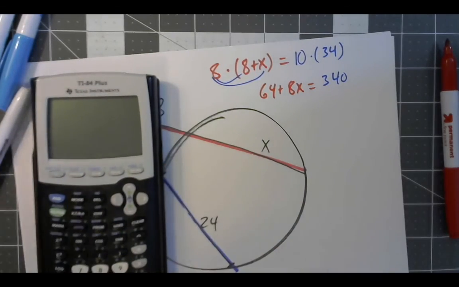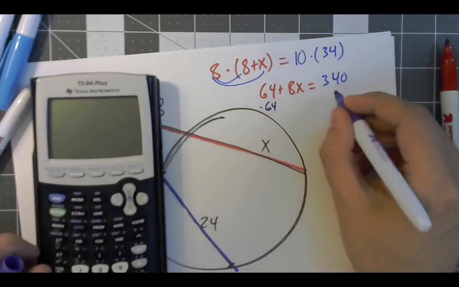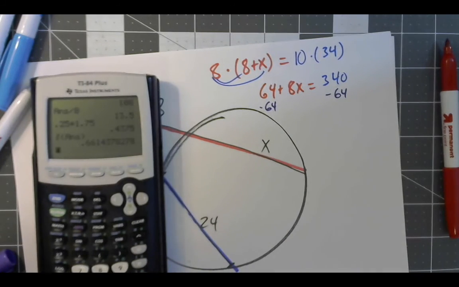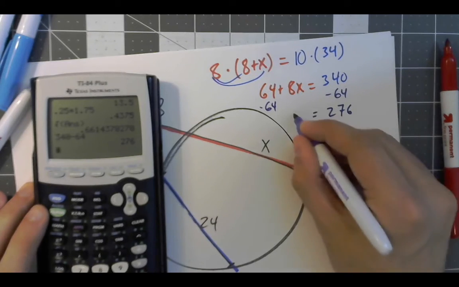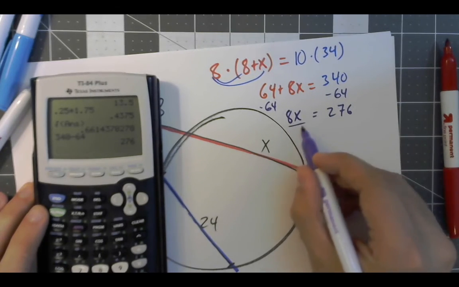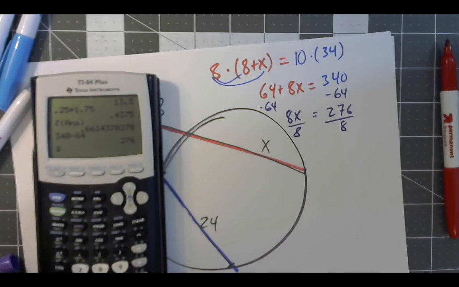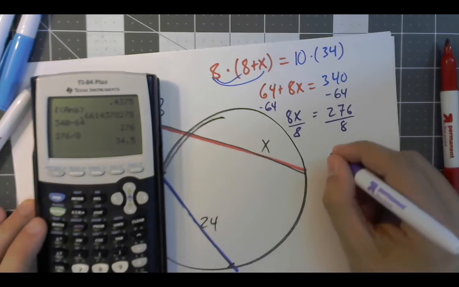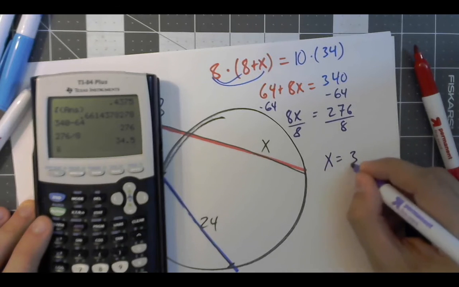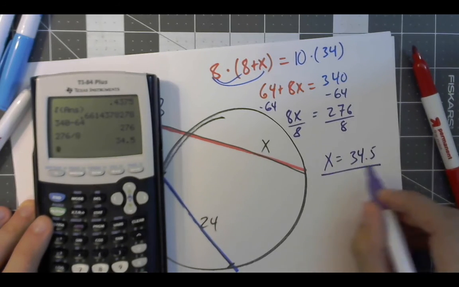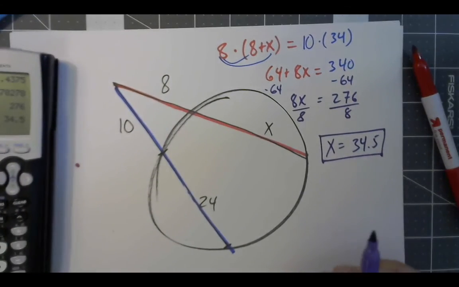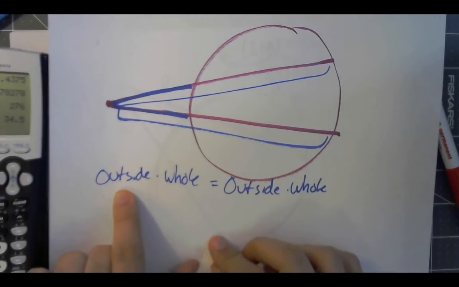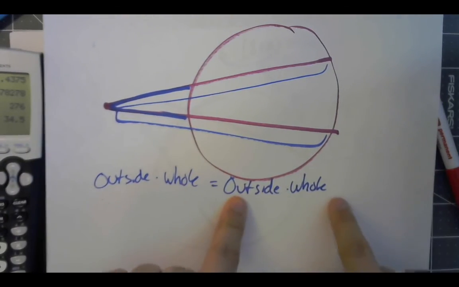Now all I have to do is solve this problem. Minus 64, minus 64. So 340 minus 64, 276 is 8x. Divide by 8. Divided by 8, I get x equaling 34.5. Once again, the main idea about this, the thing that you should make sure you have down on your paper is this. Outside times whole equals outside times whole.